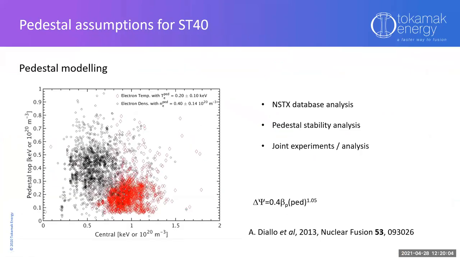For the pedestal modeling, we rely on our collaboration with Princeton, PPPL, and NSTX, and we use the scaling that was found on NSTX by looking at the NSTX database. Plus, we have done some pedestal stability analysis. In NSTX, it was found that the pedestal width scales with beta poloidal only. And so it's different from the scaling that is observed on conventional tokamaks. So there is a stronger scaling with beta poloidal. And this result is published in this Nuclear Fusion paper by Ahmed Diallo. So we use the same scaling in our simulations.